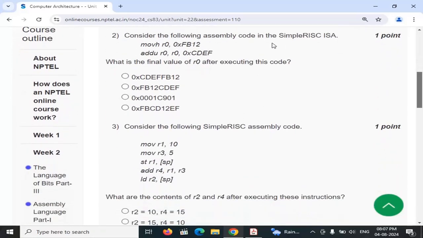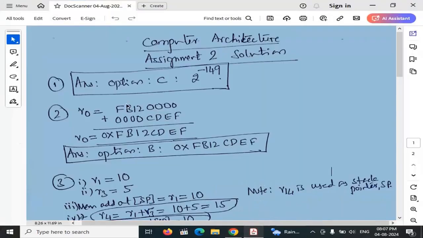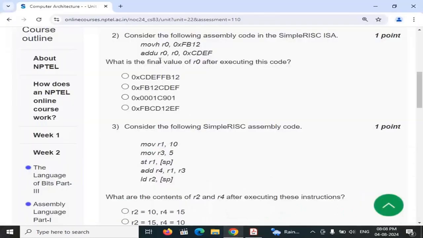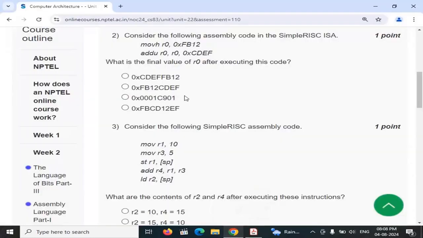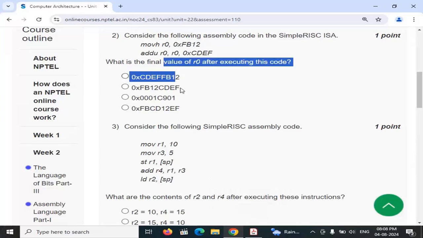Consider the following assembly code in the simple RISC ISA. So the solution for this is: R0 is FB1240, and for the second you will see this one. So the move H instruction loads FB1240, and the second instruction, ADDU, is an unsigned addition.